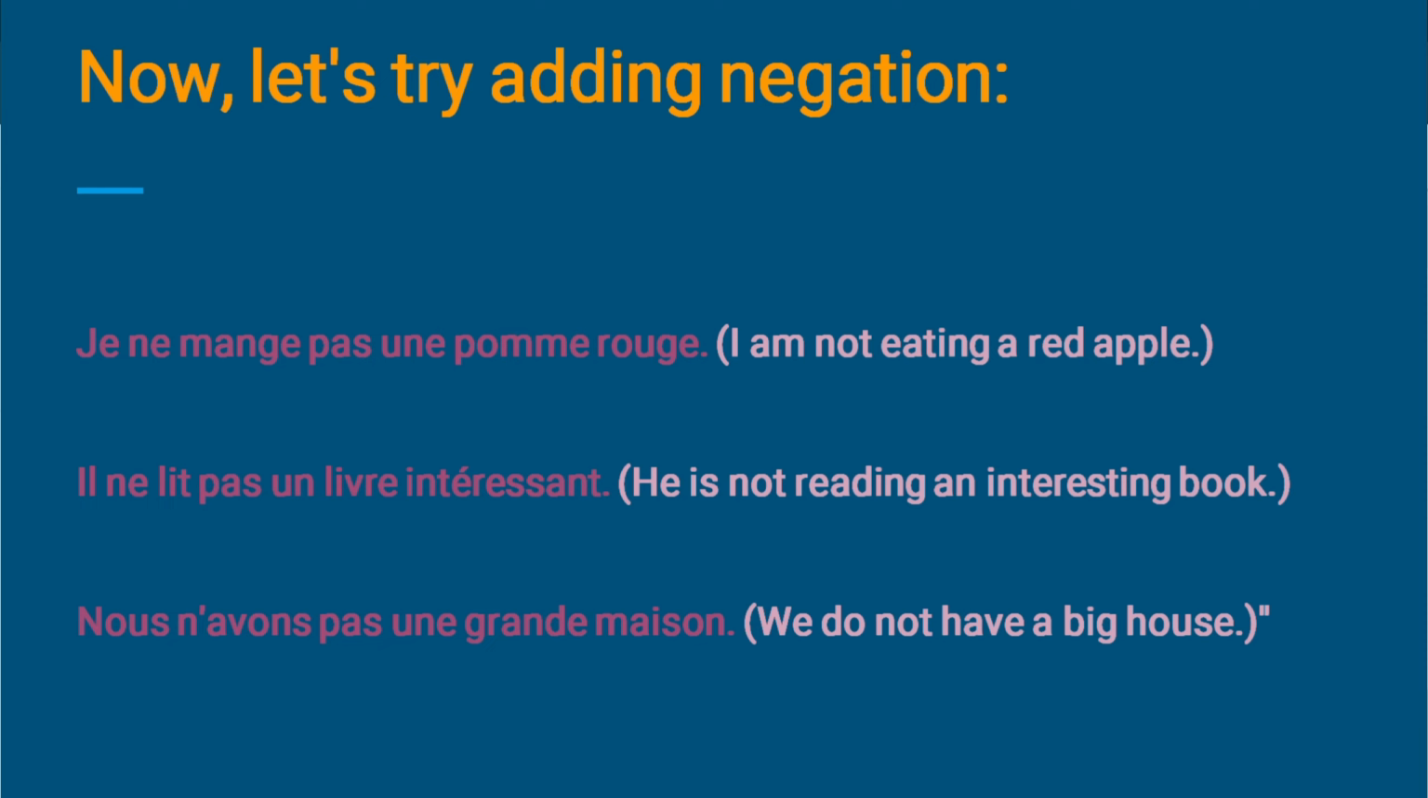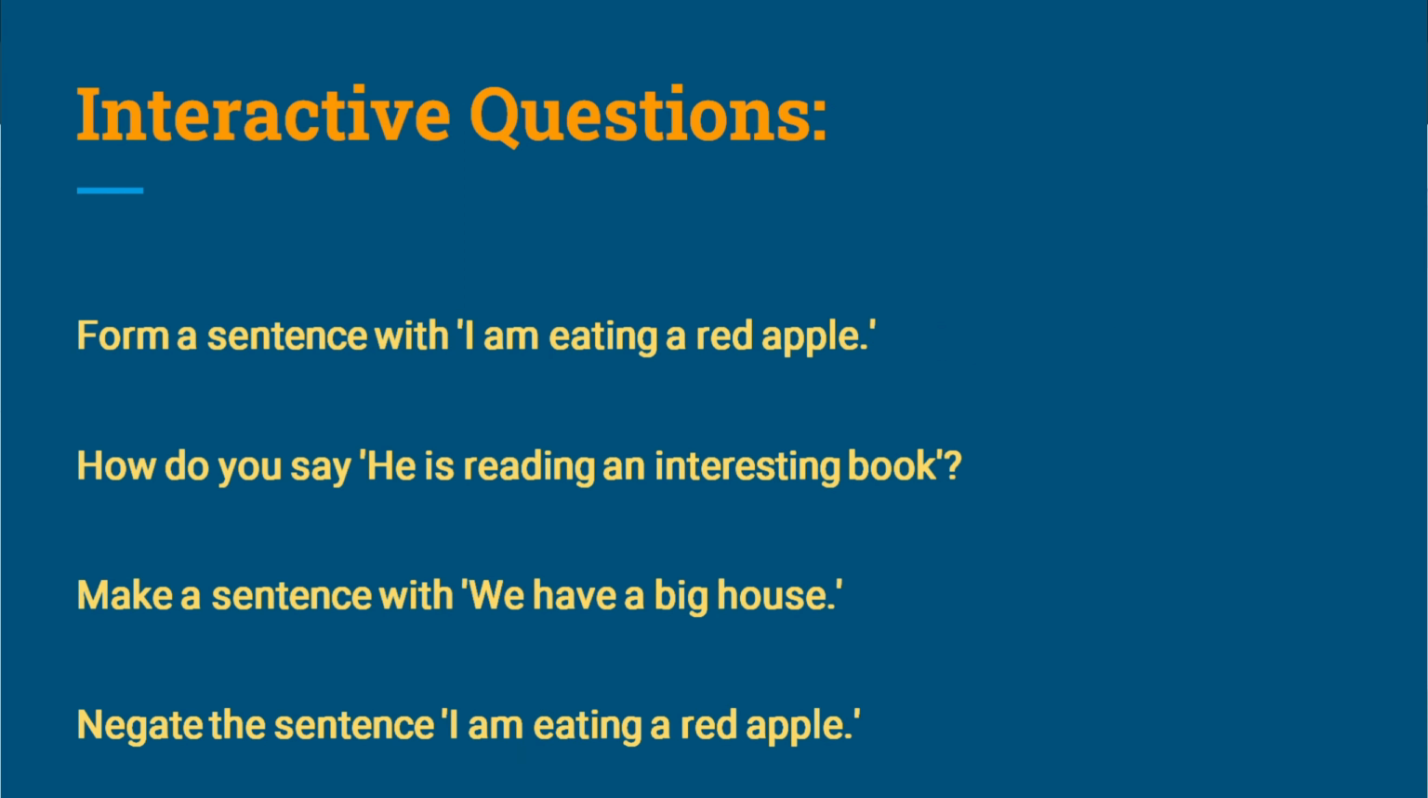Now, let's try adding negation. Je ne mange pas une pomme rouge. I am not eating a red apple. Il ne lit pas un livre intéressant. He is not reading an interesting book. Nous n'avons pas une grande maison. We do not have a big house.